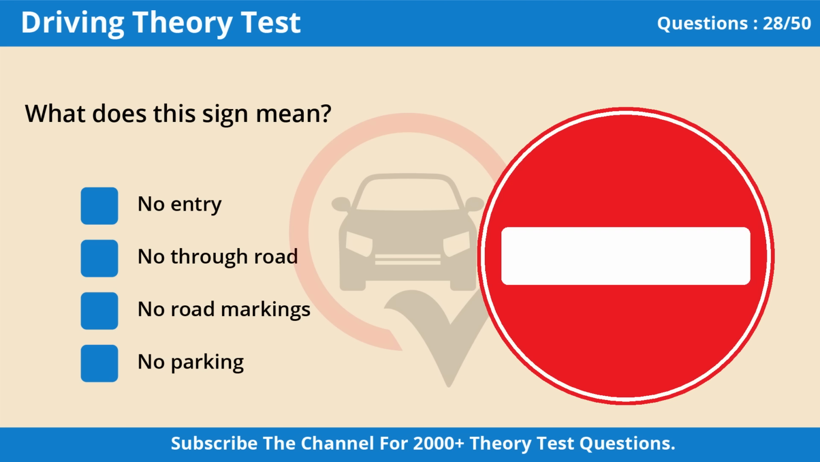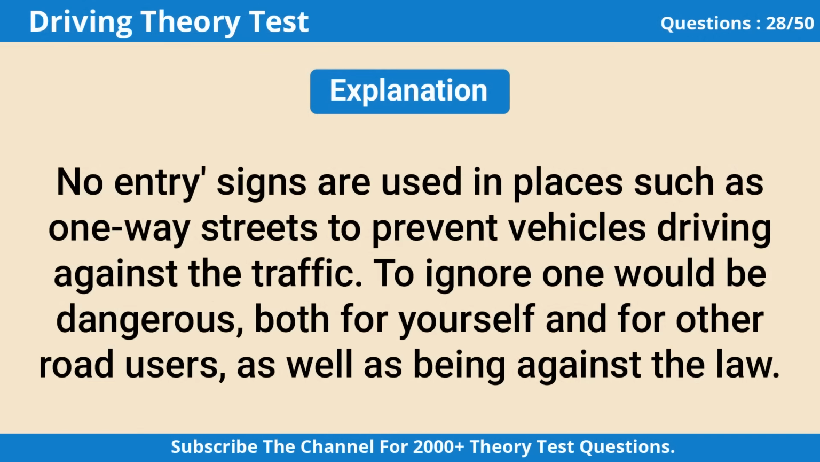Question 28. What does this sign mean? A. No entry. B. No through road. C. No road markings. D. No parking. A. No entry. No entry signs are used in places such as one-way streets to prevent vehicles driving against the traffic. To ignore one would be dangerous, both for yourself and for other road users, as well as being against the law.